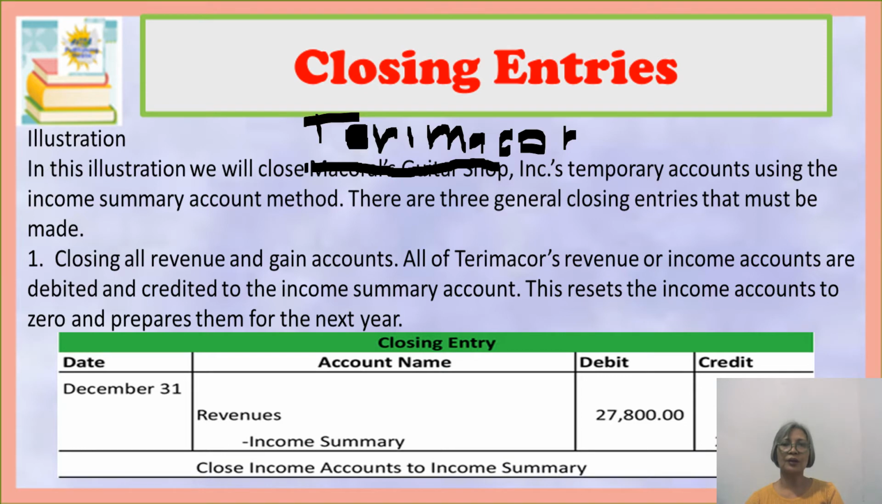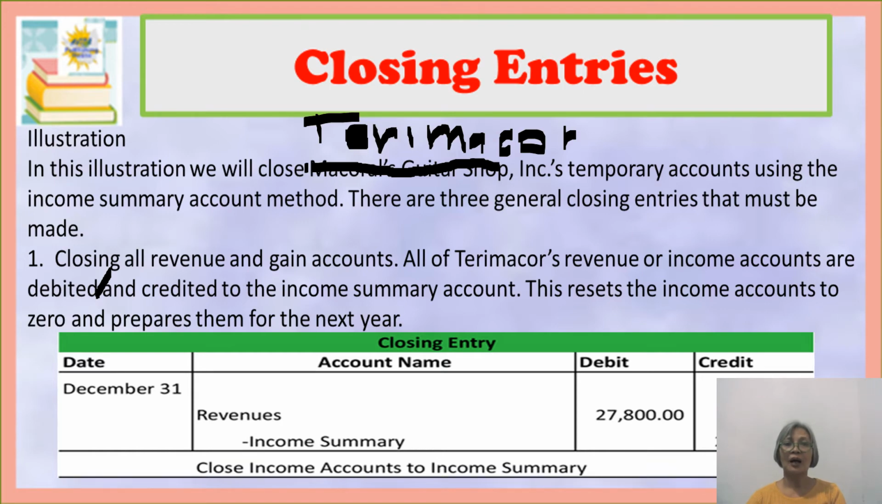There are 3 general closing entries that must be made. First, closing all revenue and gain accounts. All of the company's revenue or income accounts are debited and credited to the income summary account. Closing all the revenue and gains accounts: each individual account on the revenues will be debited to make it zero.